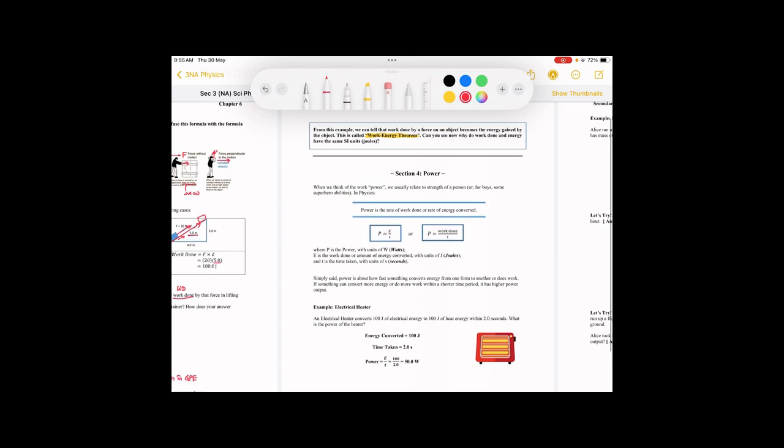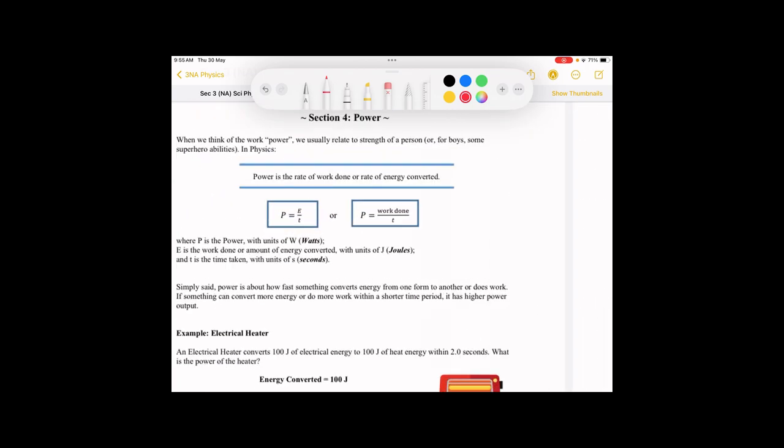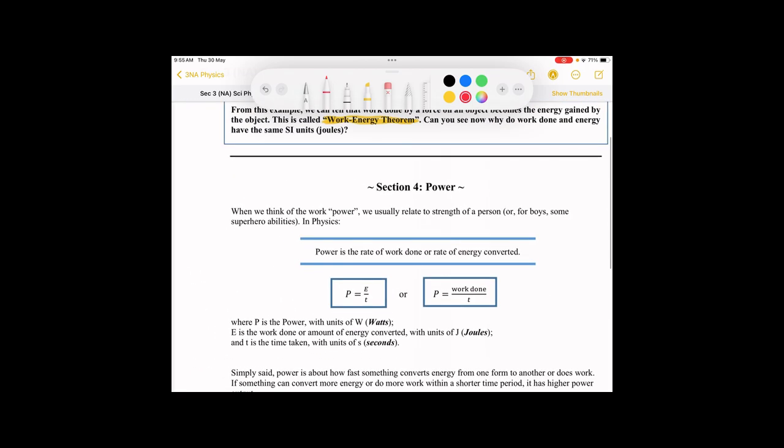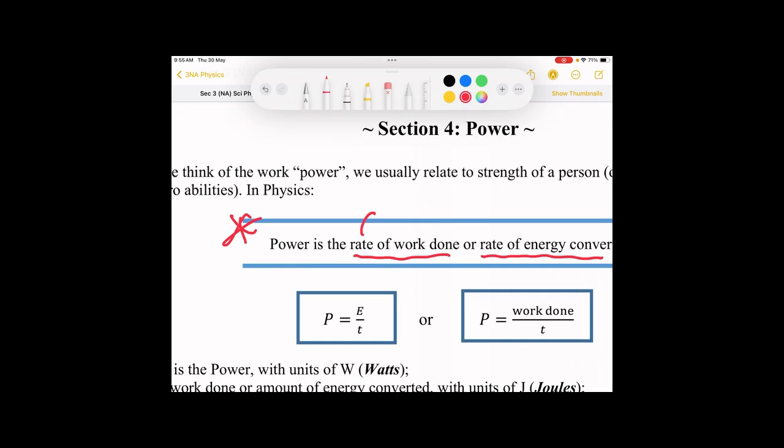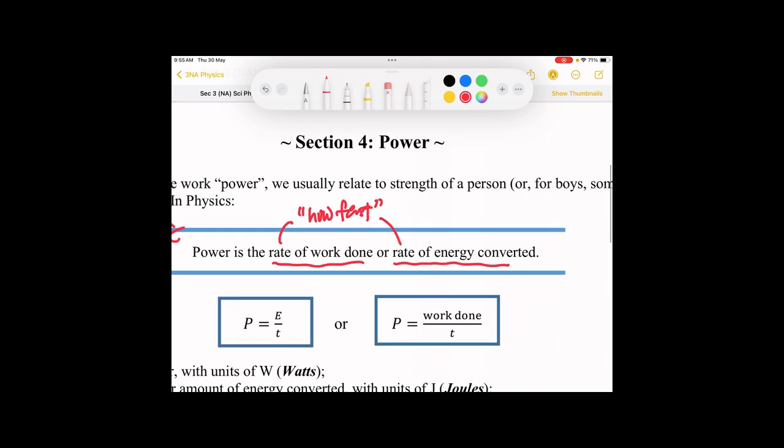Okay, we come to the very last section of this chapter, power. Power by definition is the rate of work done or the rate of energy converted. This rate talks about how fast. It has the element of time. So power essentially is how fast work is done or how fast energy is being converted, or you can say transferred, from one store to another.